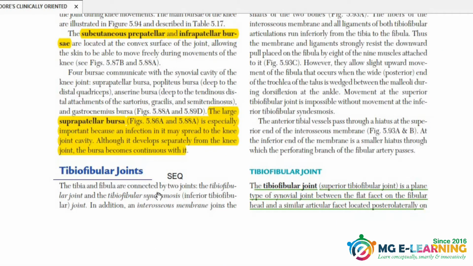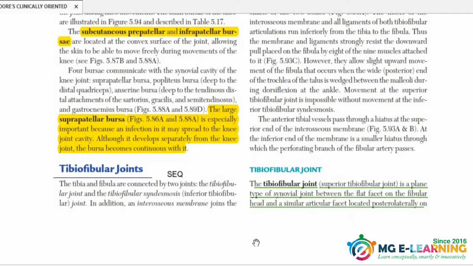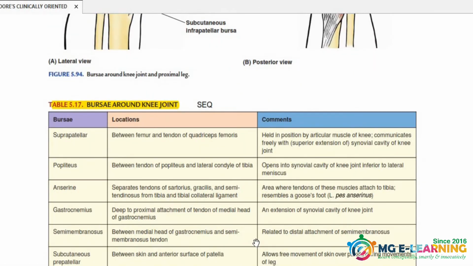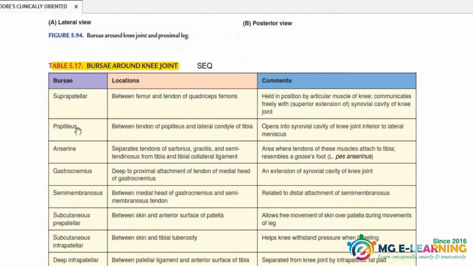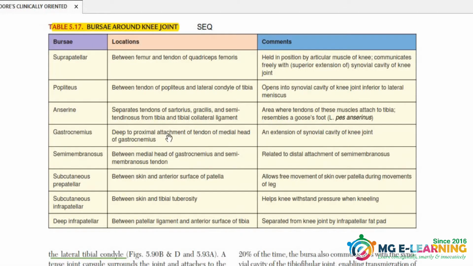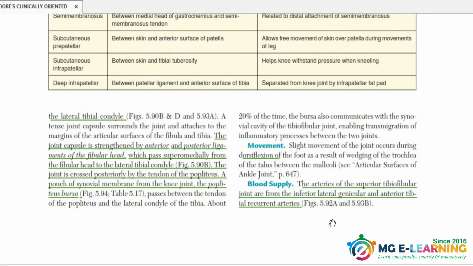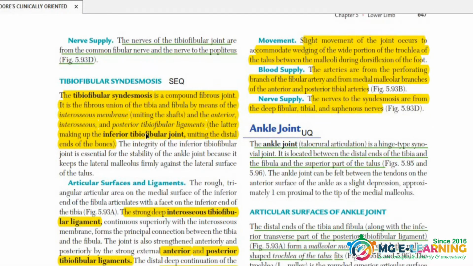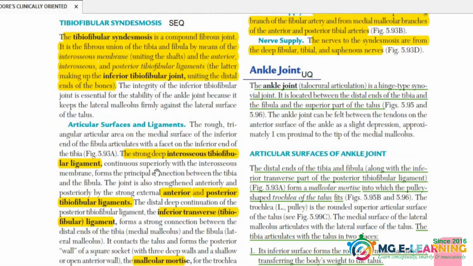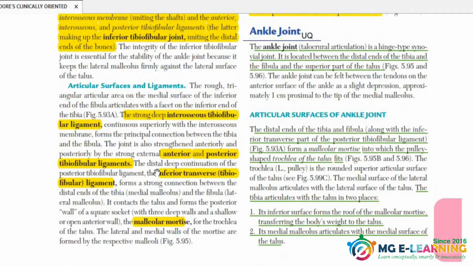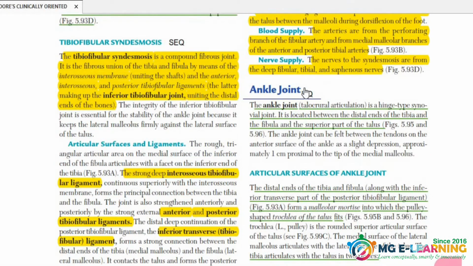Then here is the tibiofibular joint. It is important from the SEQ point of view. You have to know the articular surfaces, ligaments, blood supply, nerve supply, and movements. Next, this table shows the bursae of the knee joint. It is very important from the SEQ and MCQ point of view. Then blood supply, movements. Tibiofibular syndesmosis is also important from the CQ point of view. You have to know about its ligaments, this one, and nerve supply and blood supply.